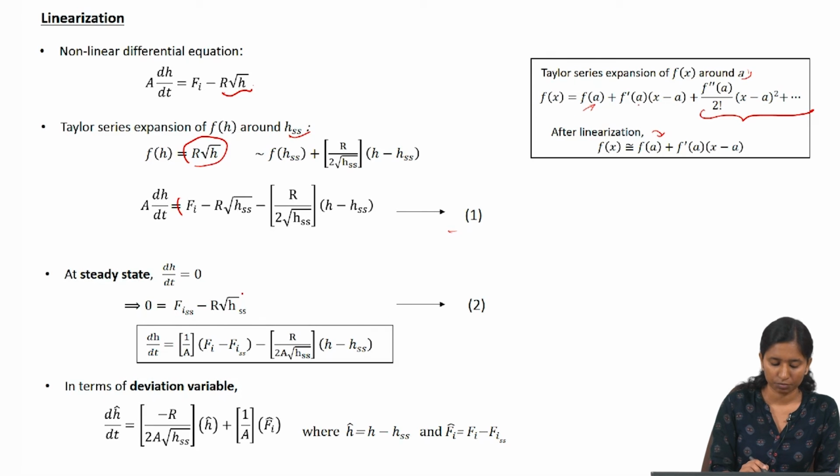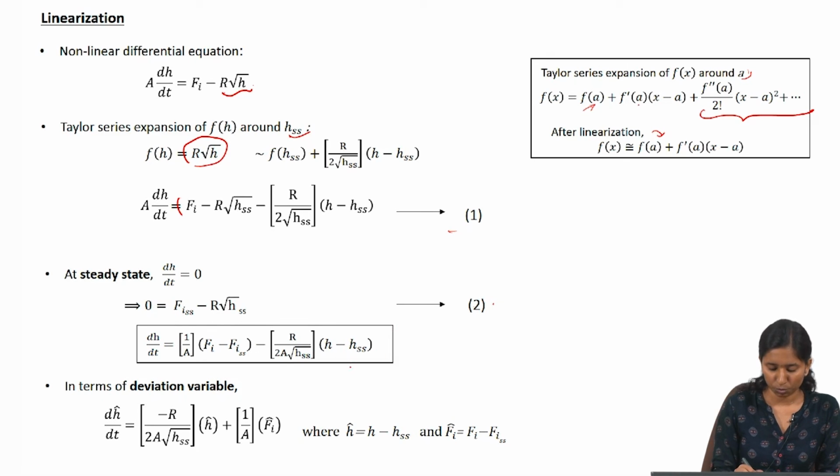So, at steady state we have dh by dt equal to 0. This is the equation governing the system at steady state, that is 0 is equal to Fi, the inflow at steady state, minus r root HSS. To remove the dependency on the steady state condition, we will subtract this from equation 1, and what we get is a differential equation, that is dh by dt is equal to 1 by A times Fi minus FiSS, minus r by 2A root HSS times h minus HSS.